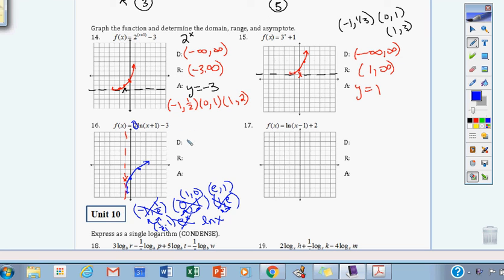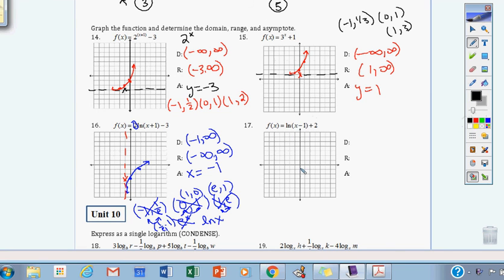The domain now would actually be -1 to infinity, whereas the range turns into all real numbers. The asymptote turns into a vertical line, which is x equals -1. All right, going strong here. Here we go, last one on unit 9.